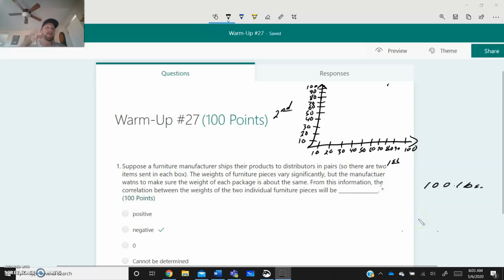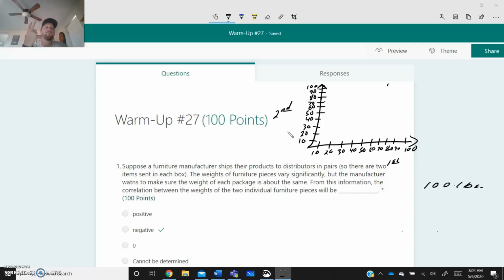Maybe somebody gets a couch, and then maybe somebody buys a lamp. Two very different weights in that instance. But let's say that the max amount of weight we can put in here is 100 pounds. So all I did was say the first piece of furniture could be 10 pounds, 20, 30, 40, 50, 60. I just went up by tens. And the second piece of furniture, same thing. I went up 10, 20, 30, 40, 50, 60, 70, 80, 90, up to 100.